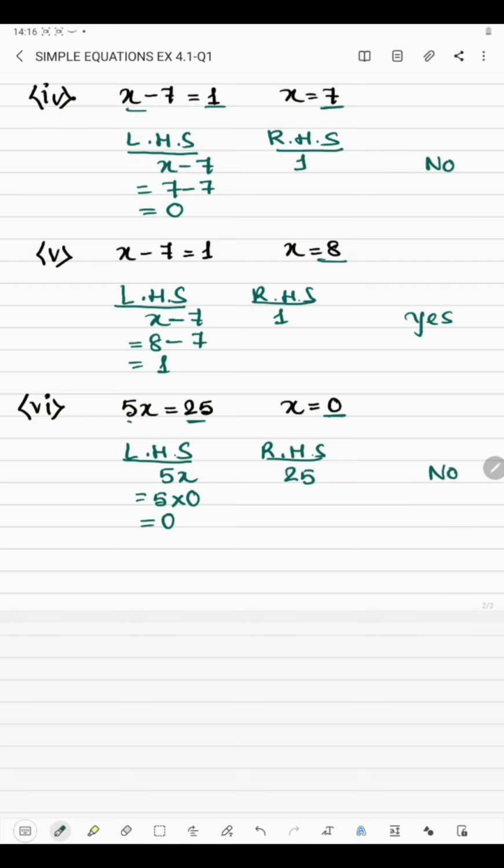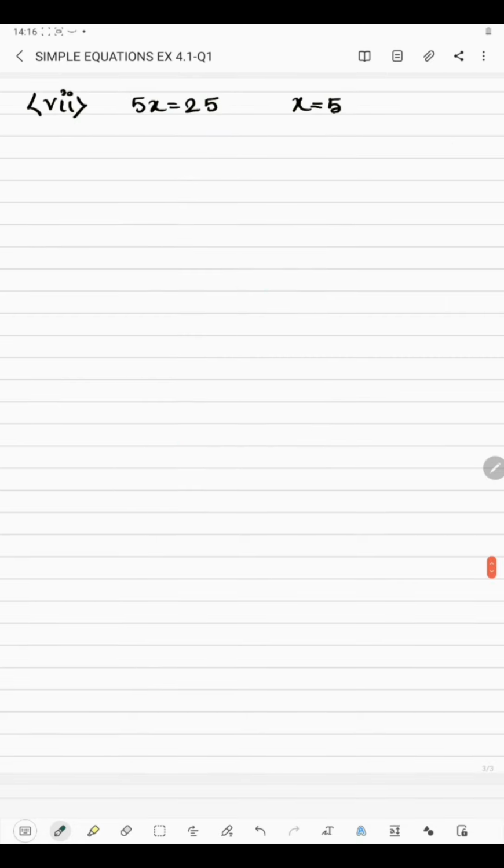So we'll write no. Now in the next part we have the same equation, 5x is equal to 25. So 5x means 5 multiplied by x. Okay, so we'll write the same as it is, like we have 5x on the left hand side, so we'll write 5x, and the value of x is 5 here.